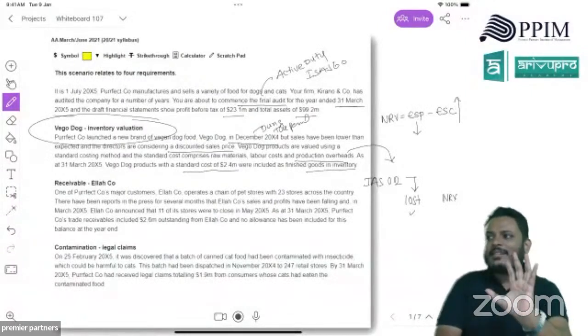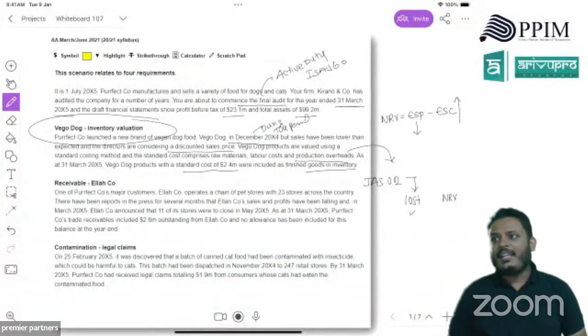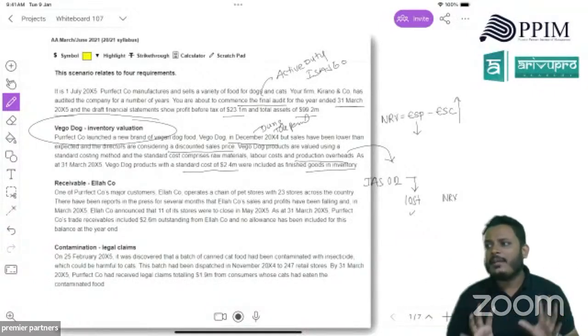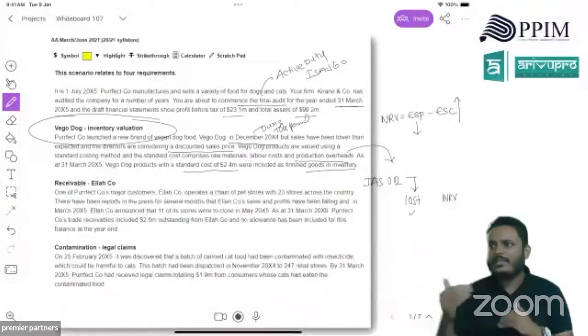Second thing, they said production overhead. That I also need to check here, because non-production overheads you cannot put under production overhead. I should verify that now, to check whether it has complied or not.